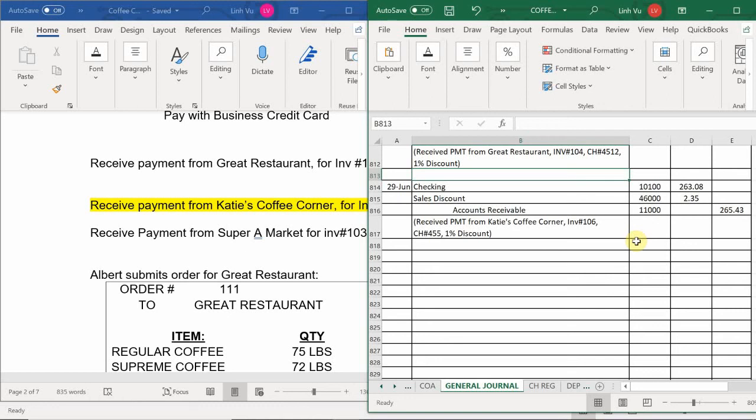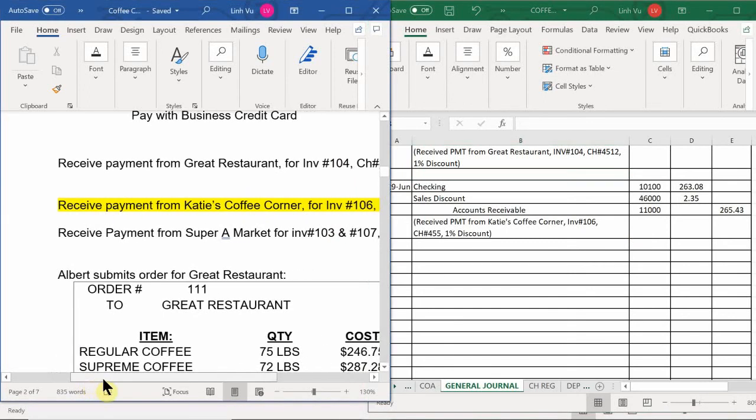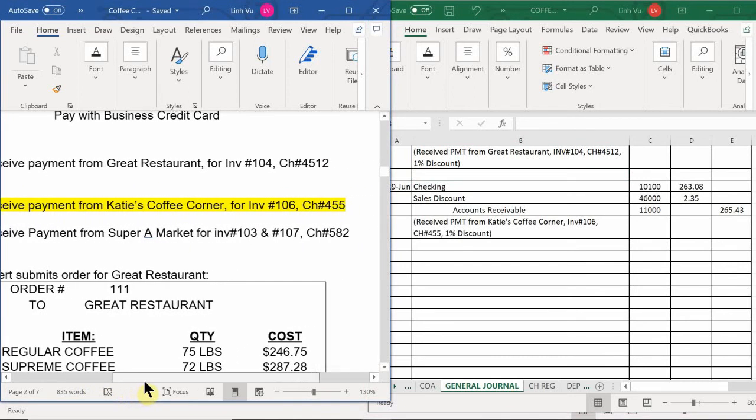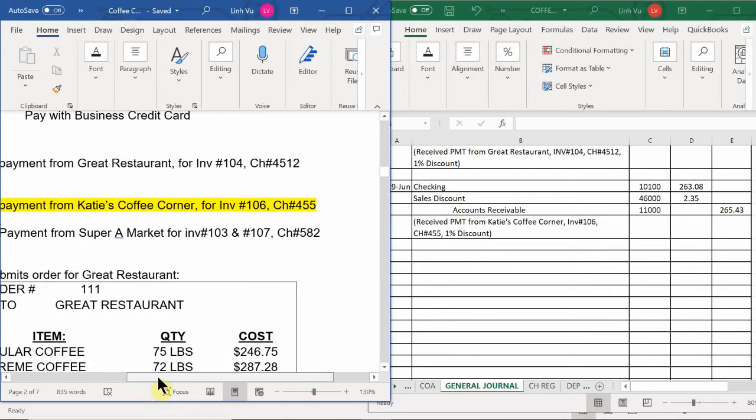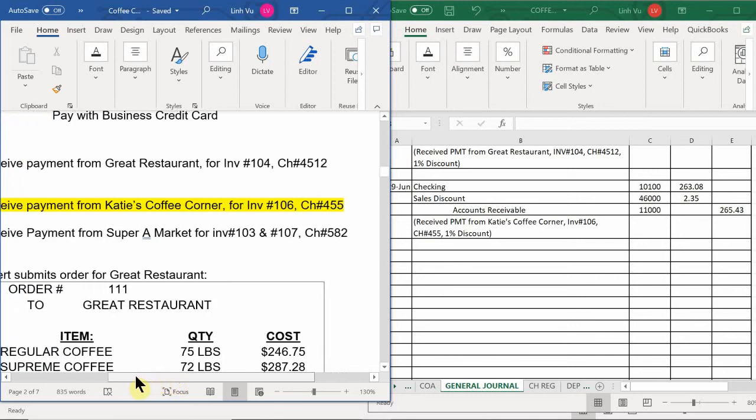Okay, so here we are. We just did Katie's Coffee Corner. So the next person that we received a payment from is going to be Super A Market. Let's take a look at Super A Market. They're paying for two invoices in one. They want to pay for invoice number 103 and invoice number 107 using check number 582.